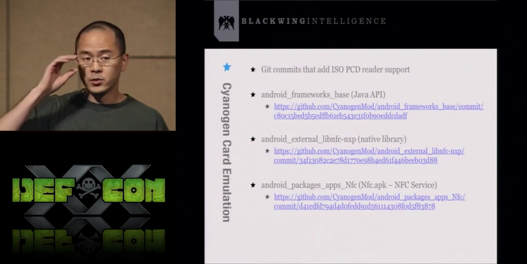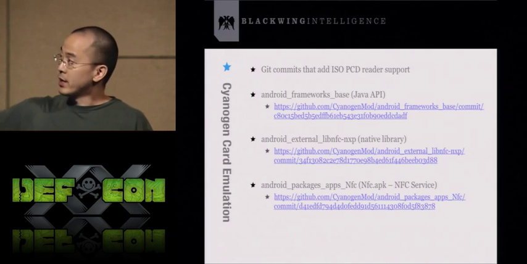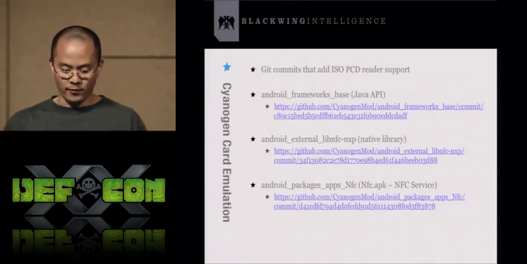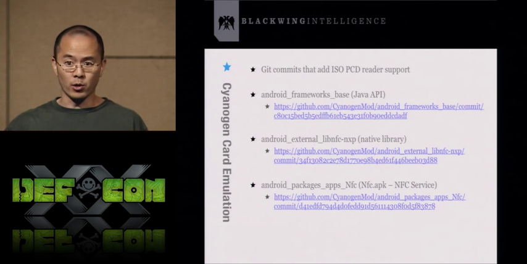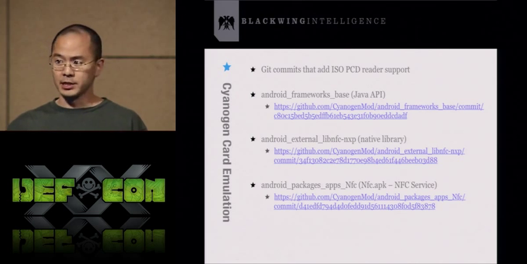So a lot of you guys that are out there that are familiar with NFC and card emulation and stuff like that, here are the actual code commits for the stuff that Doug submitted. The first one is basically the Java API, frameworks.jar. The second one is in the native library. This is all the C code and stuff like that.